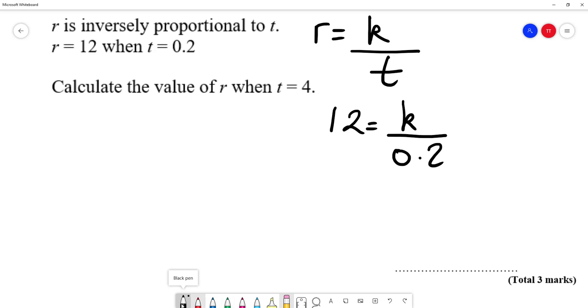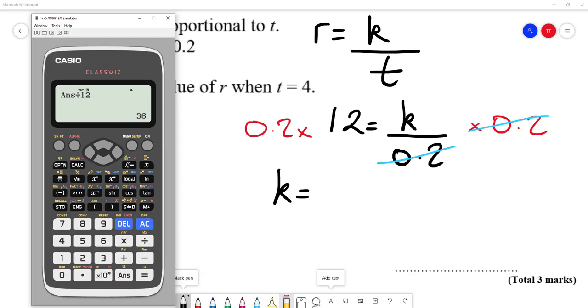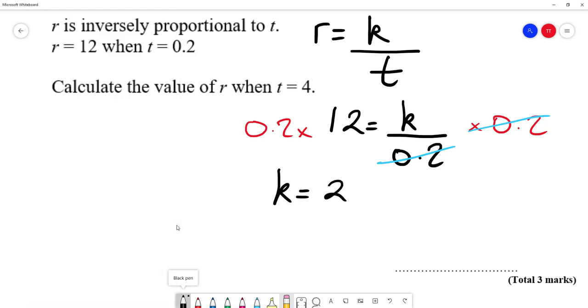So we can times both sides by 0.2 here, and then they will cancel out. And so we can say K is 0.2 times 12. So 0.2 times 12 gives me 2.4. So the formula we require is R is 2.4 over T.